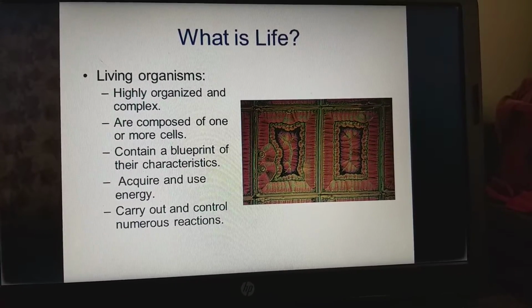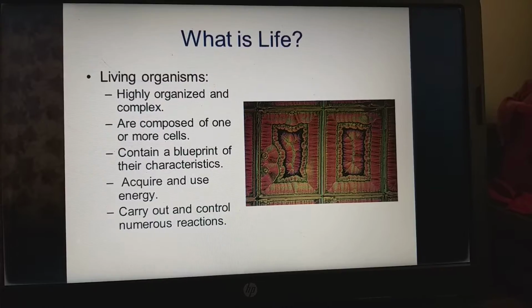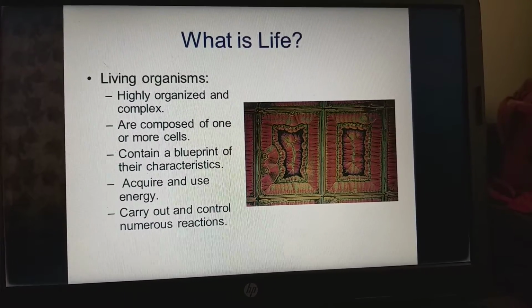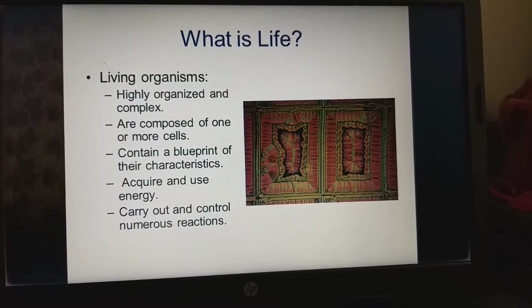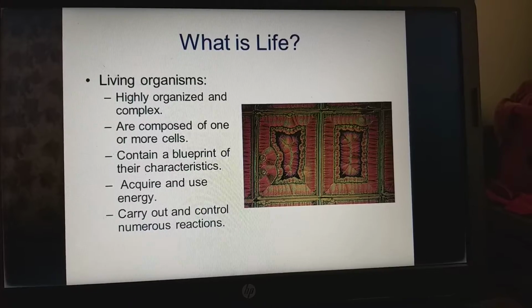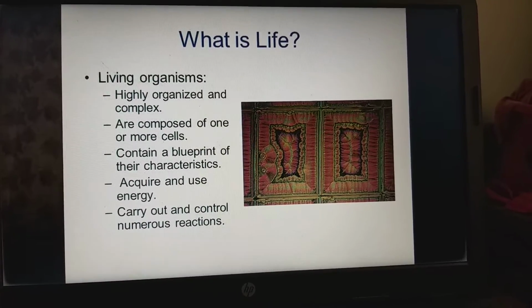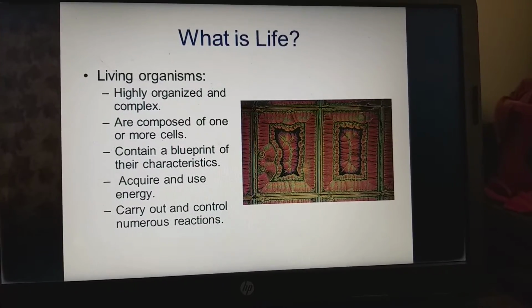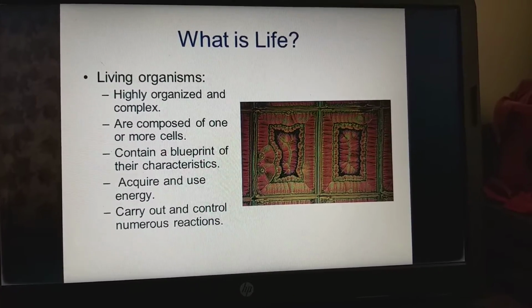Next, carrying out and controlling numerous reactions. In and outside the body, we have a number of reactions. How are these reactions carried out? For example, the Krebs cycle. We know each and every enzyme, how the reaction takes place, how many ATP are produced. So when any organism is metabolically active, we say it has life, right?